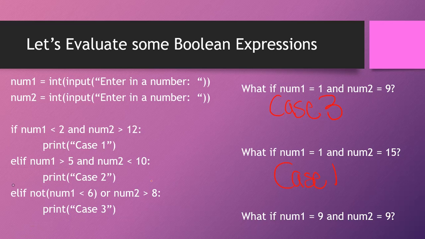Num1 is 9, num2 is 9. So, is 9 less than 2? False, right? Is 9 greater than 12? False. False and false? Definitely false, right? Let's check the next one. Is 9 greater than 5? True. Is 9 less than 10? True. True and true gives us true. So I will get case 2.